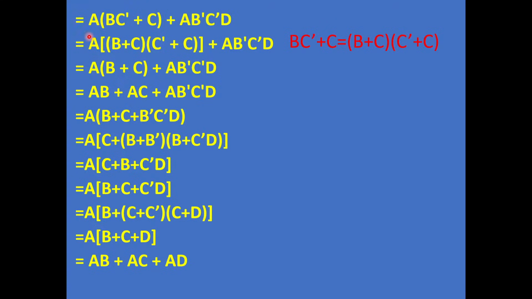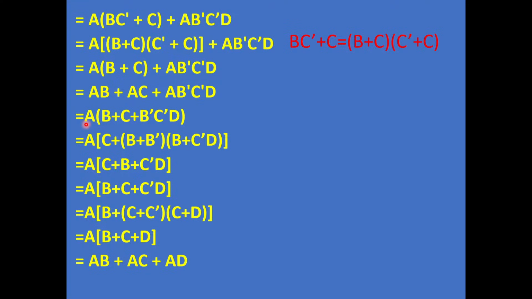So what is the next term? A into B plus C into C bar plus C, plus A B bar C bar D. The same term which is there above, I have rewritten like this. C plus C bar is 1, we already know that. So what is left over? A into B plus C, plus this term as it is, A B bar C bar D. Now multiply A with B and C: A B plus A C, plus A B bar C bar D.